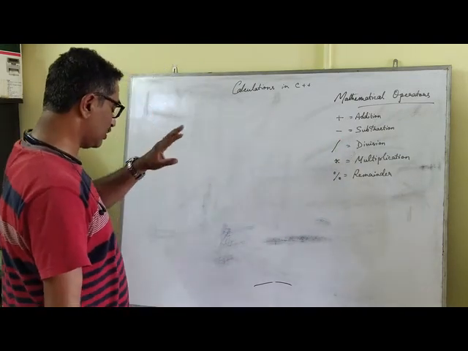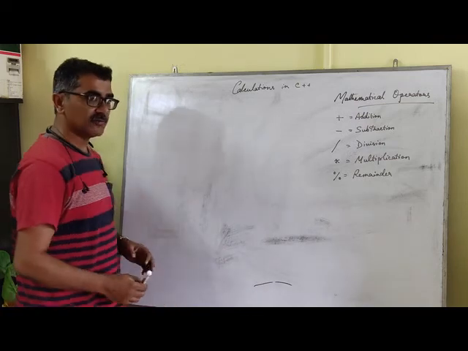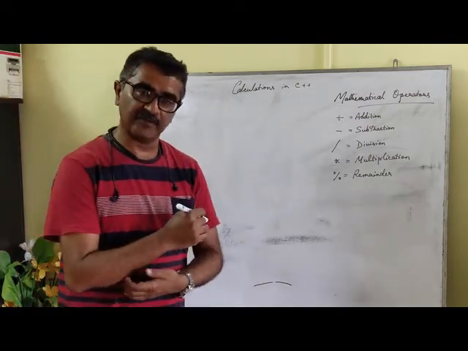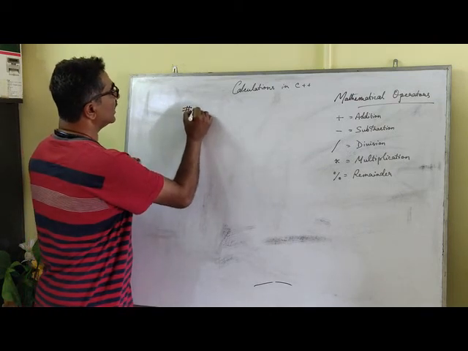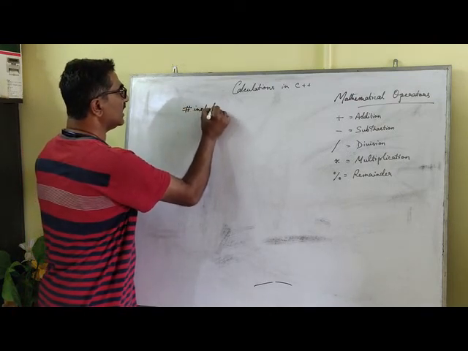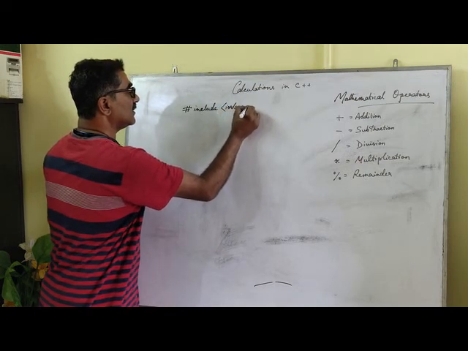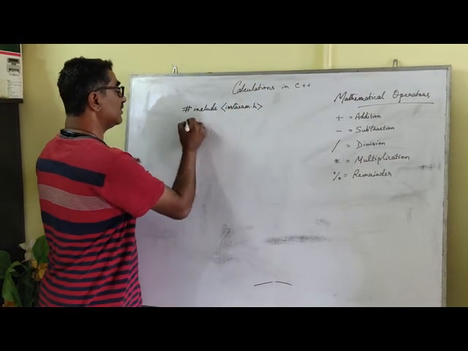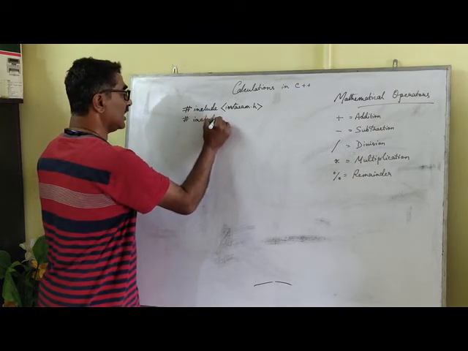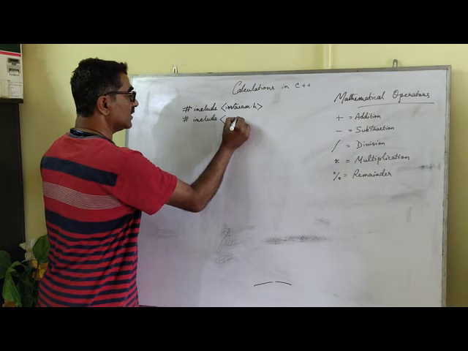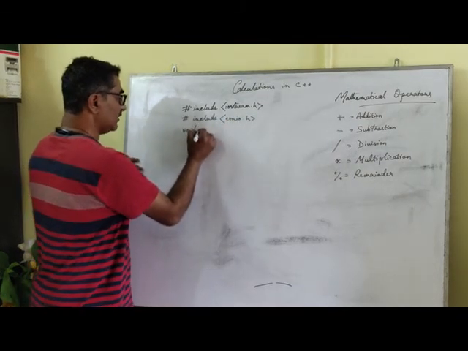I am going to show you how it works. Suppose I want to add two numbers, say for example 5 and 6. So how do I do that? So here is the program. We'll begin with the header file. I believe you remember that. We begin with the header files, iostream.h followed by conio.h, followed by void main.